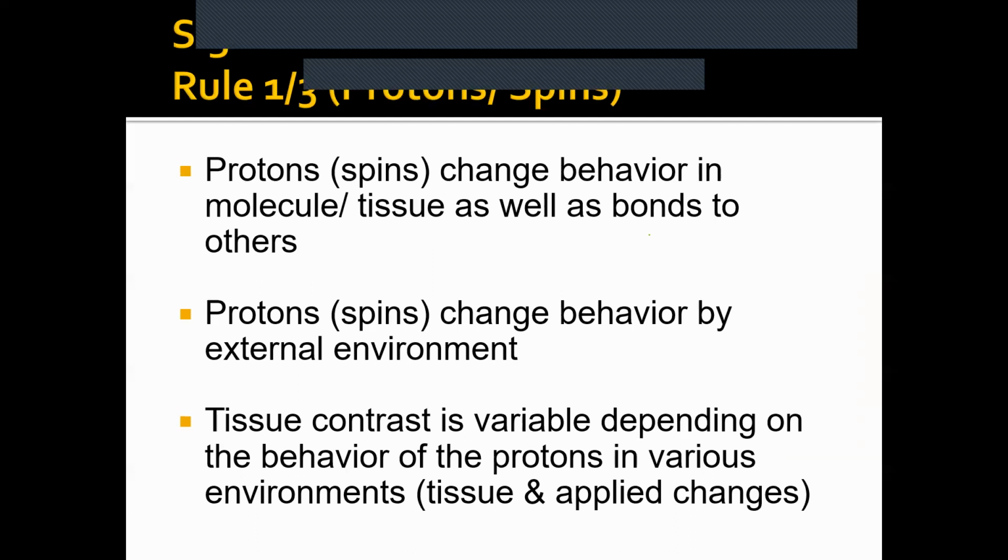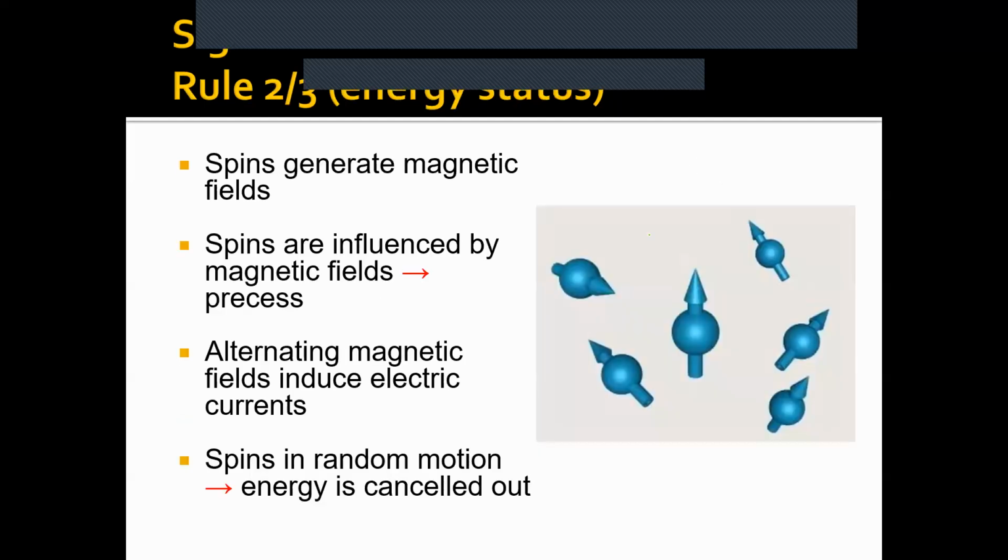So we mentioned magnetic fields, but it can also be affected by other variables. Okay, and so the contrast inside an MRI is affected by where the protons are and how they're behaving within that environment. Okay, now like we said, these protons have spin, which generates their magnetic field. Okay, and the spin can be influenced by magnetic fields.